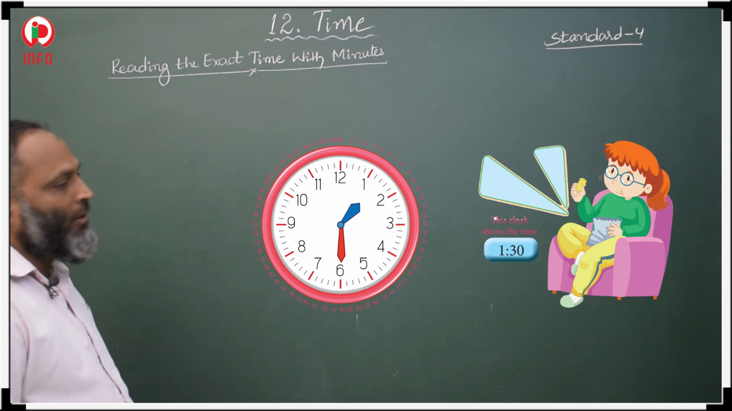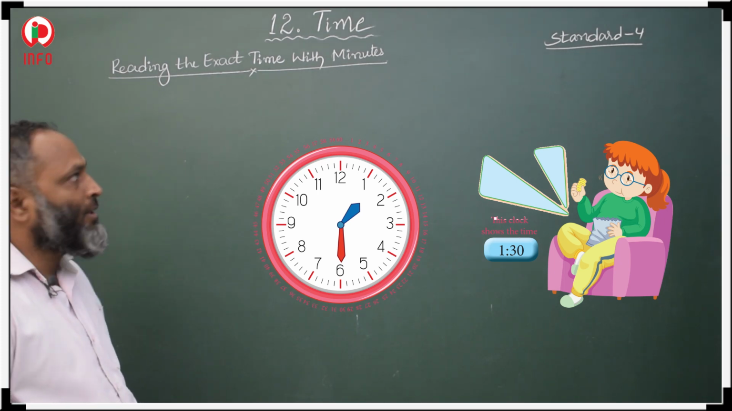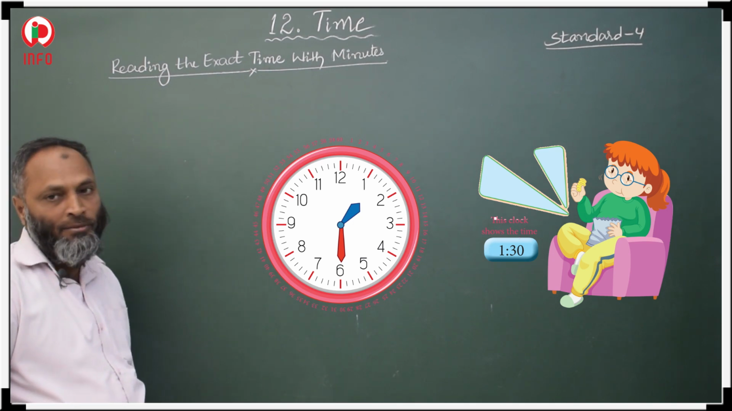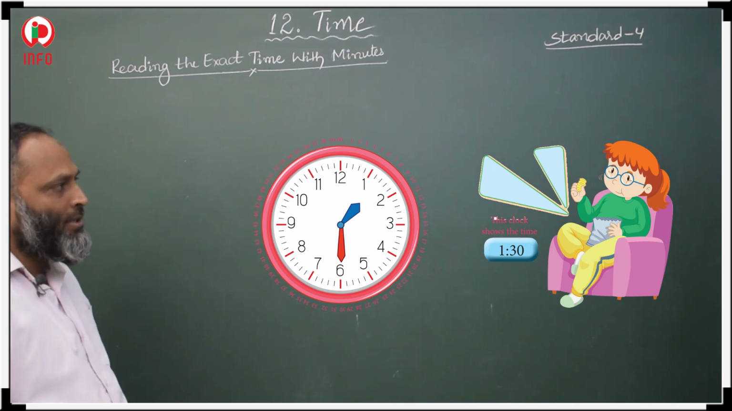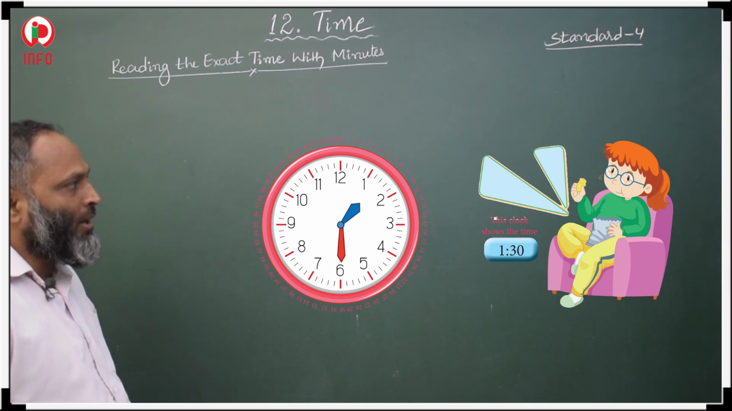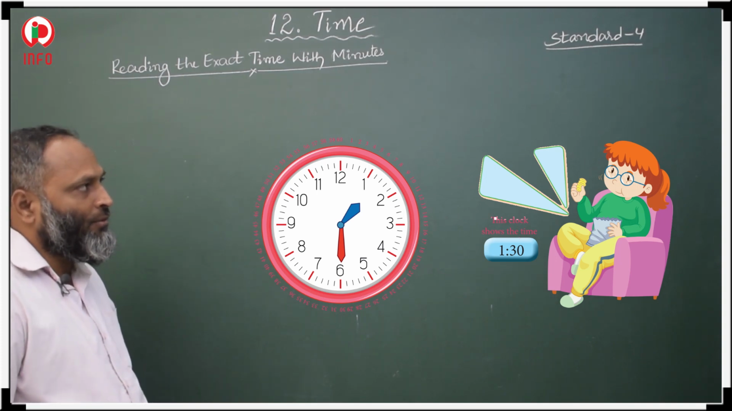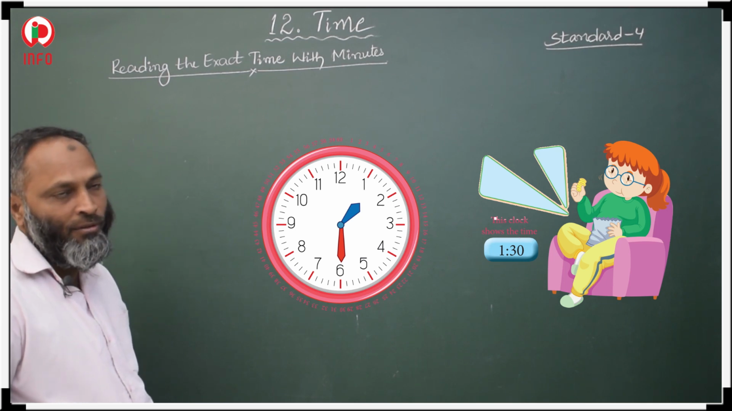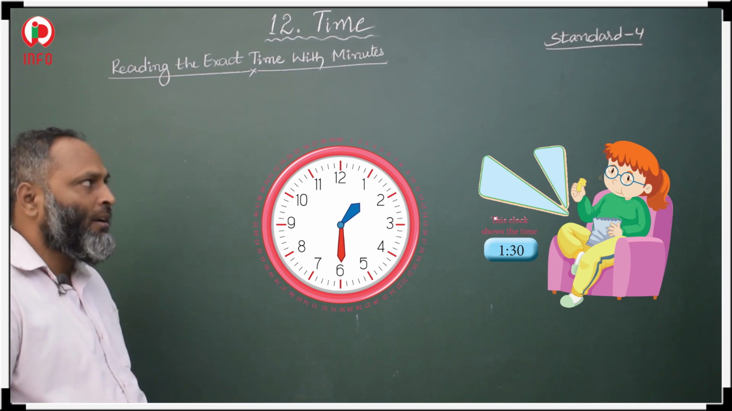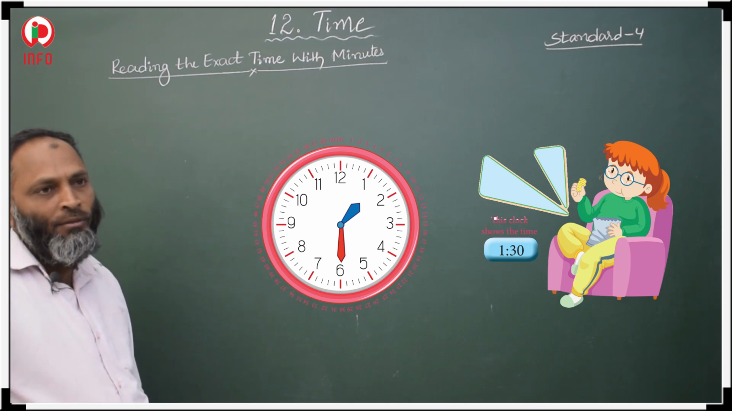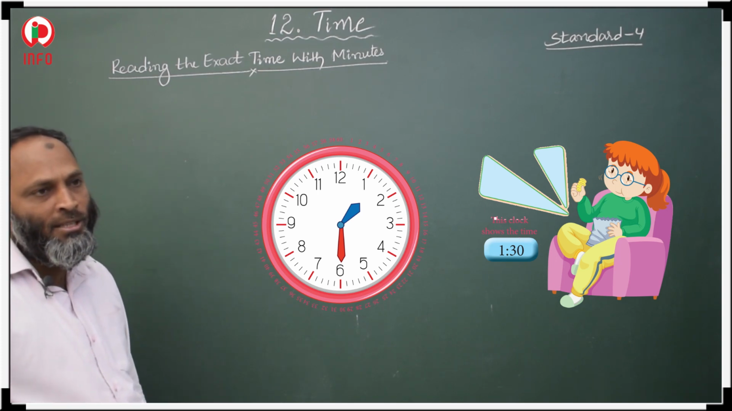Okay, now students, see here. What are we going to learn? In this concept, reading the exact time with the minutes. In the picture, how many minutes are given in the clock? The numbers are written from 0 to 12. So how many minutes are there? In 1 hour we have 60 minutes.